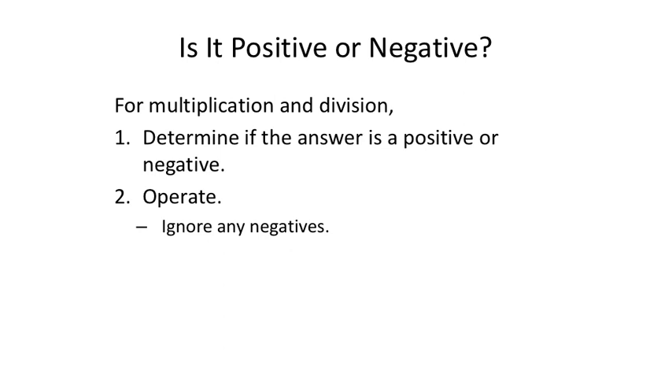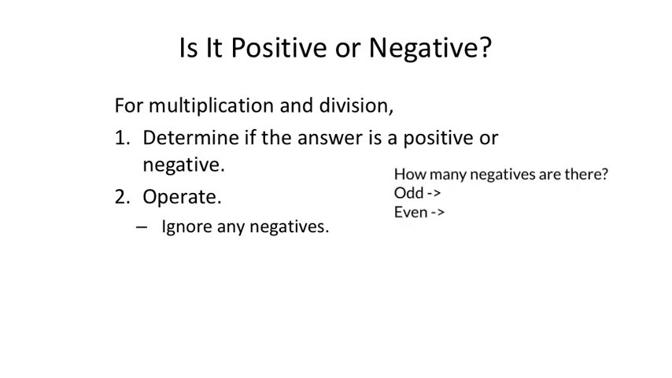So in multiplication and division, this is just for multiplication and division. We don't use this method for adding and subtracting, only for multiplication and division. We will determine if the answer is positive or negative, and then we will do the operation, just like I've been talking about. All you've got to do is look and see how many negatives are there.